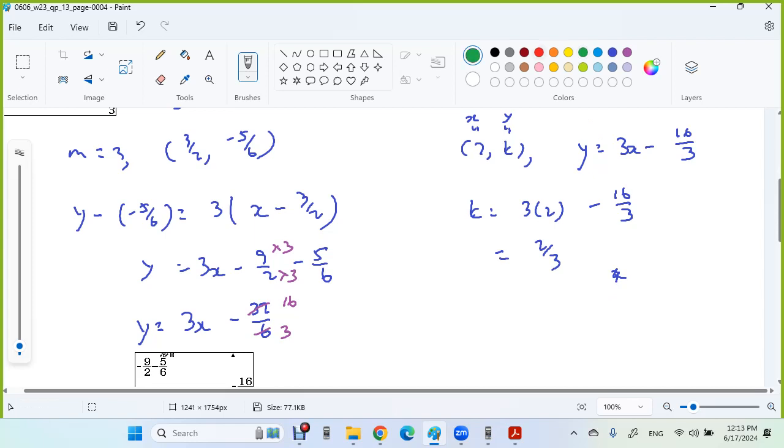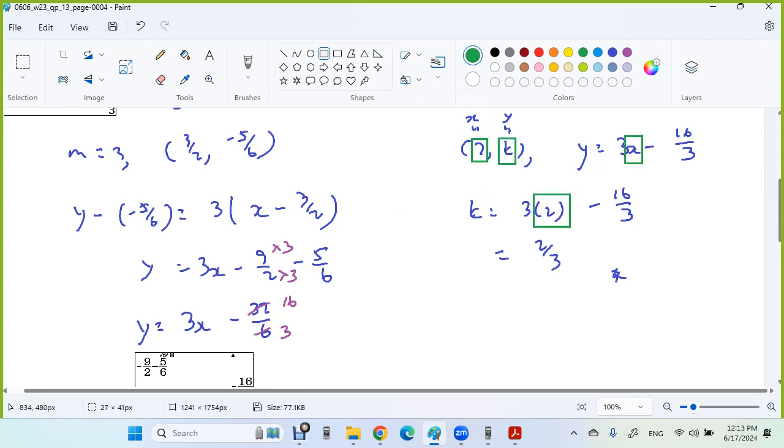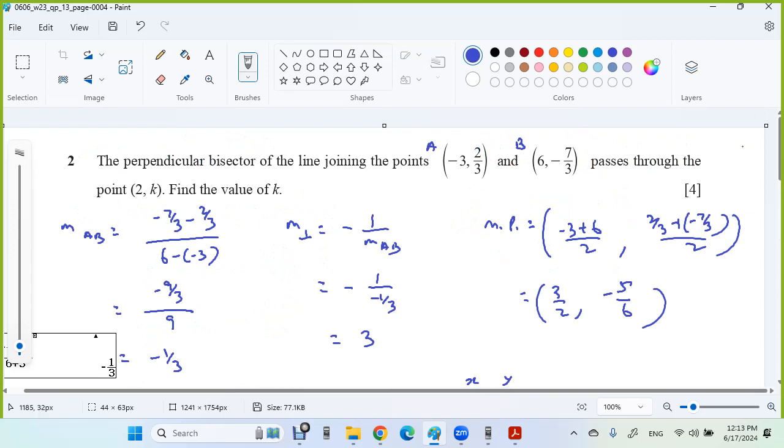So over here we have the 2, we substitute it into x, and we have the k, we substitute it into y. The perpendicular bisector passes through the midpoint.